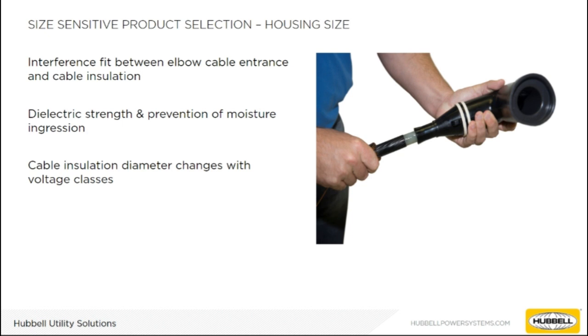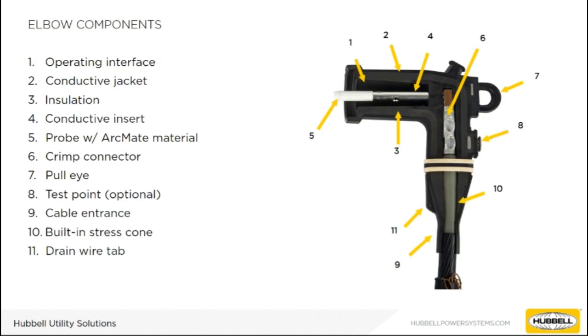Finally, the elbow's operating interface has specific dimensions based on the voltage class. The elbow and the mating interface should match according to their voltage class. For example, a 15 kV elbow mates onto a 15 kV bushing insert. Now that we know how the elbow and bushing insert fit together, let's take a closer look at their individual components.